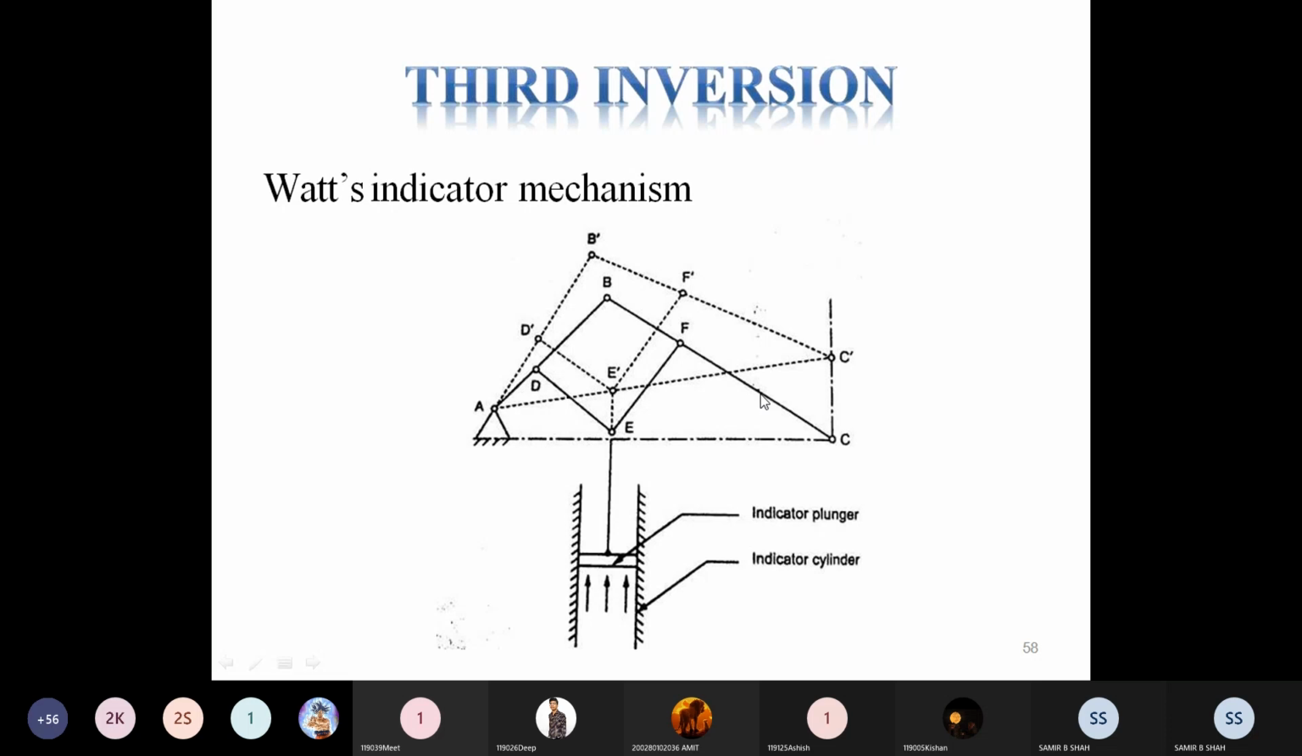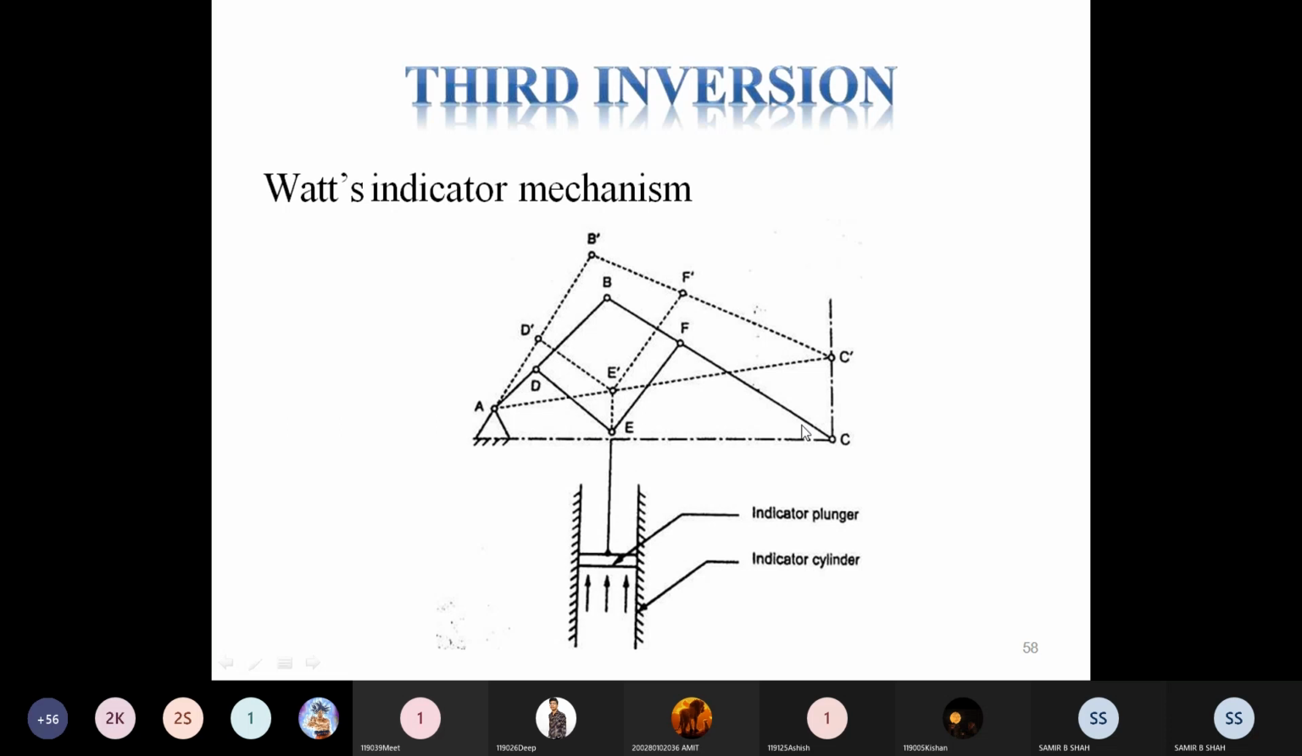BFC is considered as a lever, or acts as a lever, depending upon the gas or steam pressure acting on the plunger. This is the plunger. The arrow shows the direction of either the gas or the steam pressure. Due to that, this link may move. So the tracing point definitely may move.